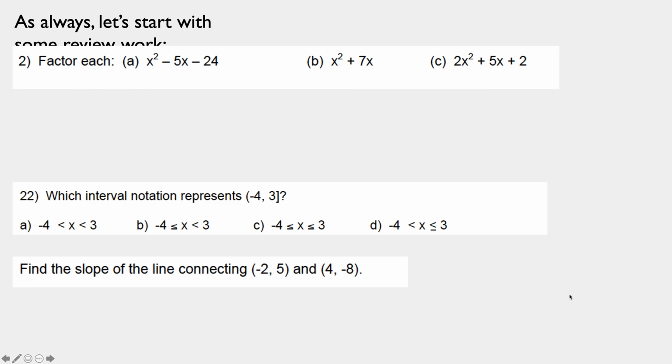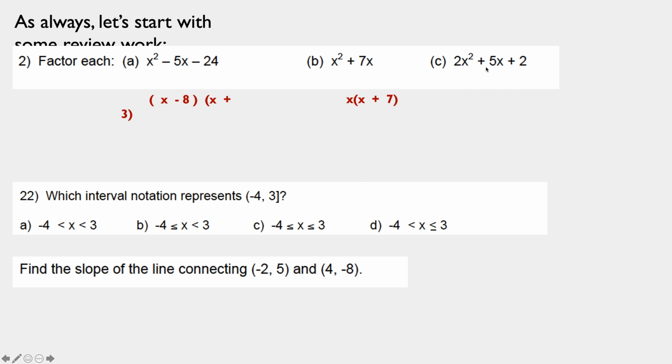Okay, so the first factoring: x minus 8 times x plus 3. I can't believe I screwed that up and it looks like that. But that's not such a bad mistake. Next factoring, they actually share a common factor. It's x. So I get x times x plus 7.